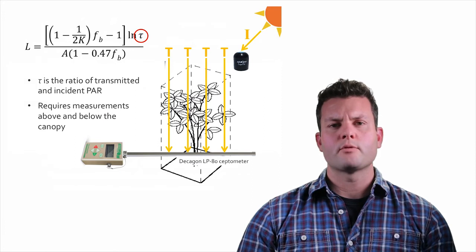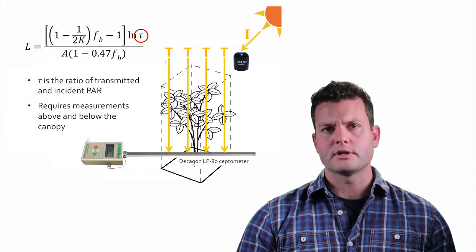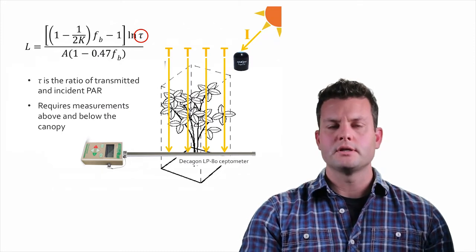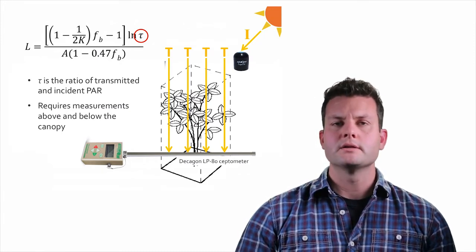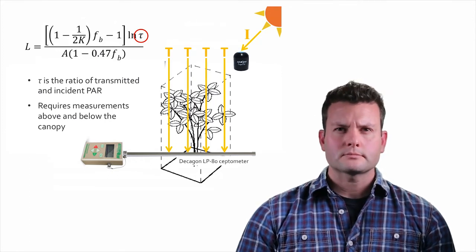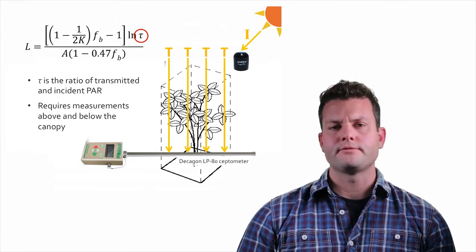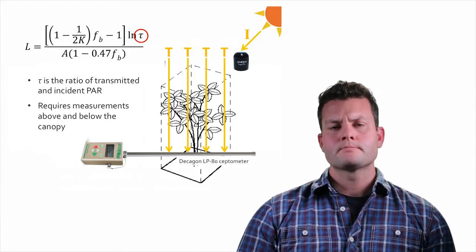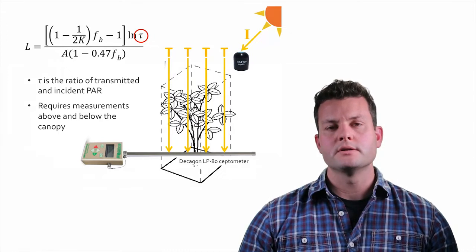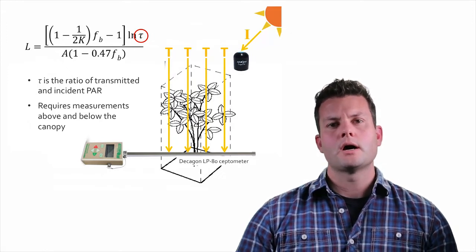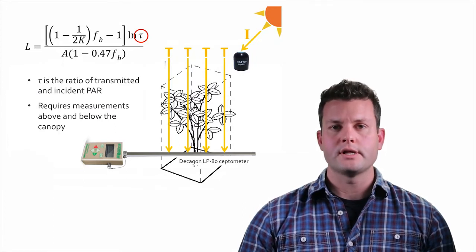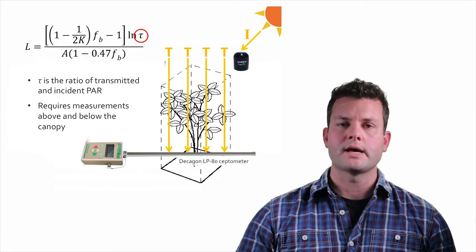Now you can either have a PAR sensor out in a clearing that's continuously logging, or you can take the LP80 itself out to the clearing, get an incident reading, and then take it back into the canopy to measure transmitted radiation. One thing to be careful of there is if you're working in conditions where it's partly overcast or sky conditions are rapidly changing, then you want to update that incident radiation reading fairly frequently, or anytime sky conditions and thus ambient light levels change.